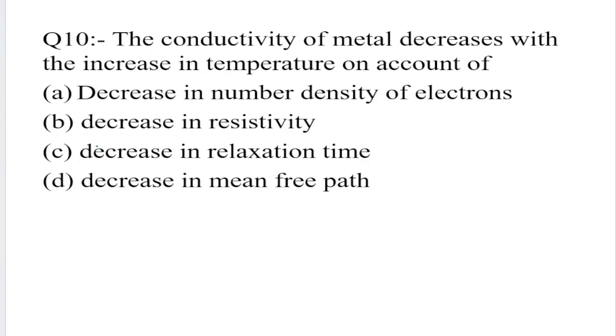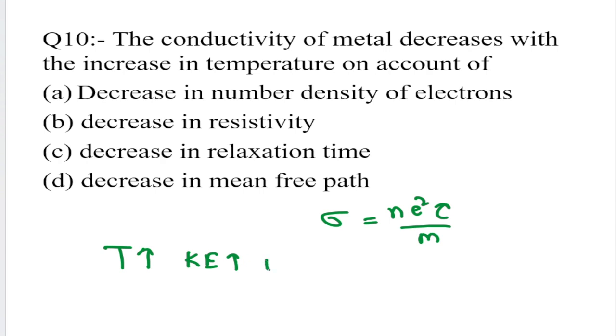Now question number 10. The conductivity of metal decreases with the increase in temperature on account of. So conductivity is given by N e square tau upon m. When temperature increases, kinetic energy increases, speed of the particle increases and then relaxation time decreases. That means the collision time decreases. Therefore conductivity decreases. So conductivity decreases on account of decrease in relaxation time.